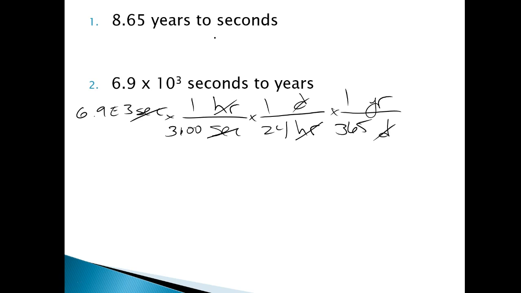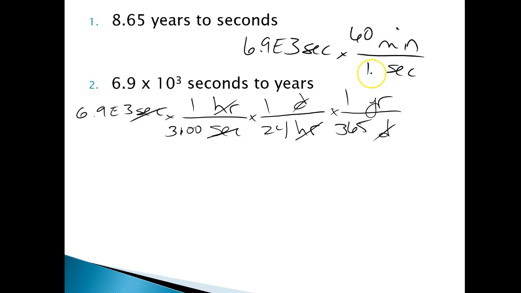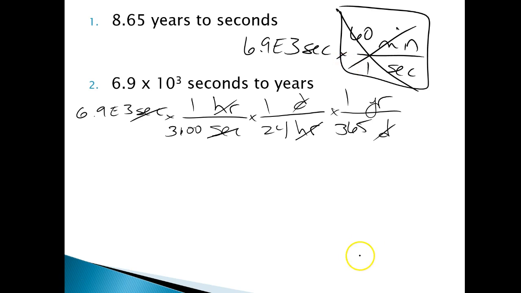Okay? So you would not want to write 6.9 e to the third seconds, and then go seconds. And let's say you went to minutes. You put 60 minutes, 1 second. Does that make sense? What you're telling me is that in 1 second, there are 60 minutes. That is not a correct conversion. That's why it's important to put your words in first, then put the numbers in. Don't just get in the habit of always doing the numbers.